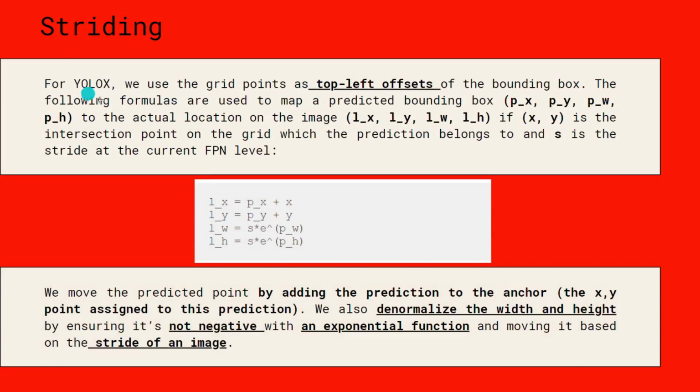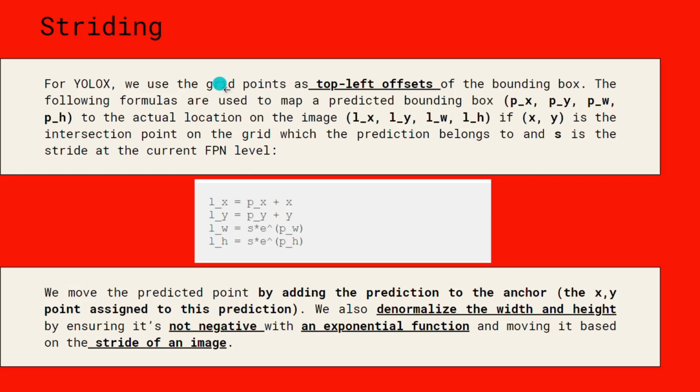For YOLOX, we use the grid points as the top left offsets of the bounding box. And the following formulas are used to map a predicted bounding box, px, py, pw, and ph, to the actual location on the image, lx, ly, lw, and lh, if xy is the intersection point on the grid which the prediction belongs to, and S is the stride at the current FPN level.